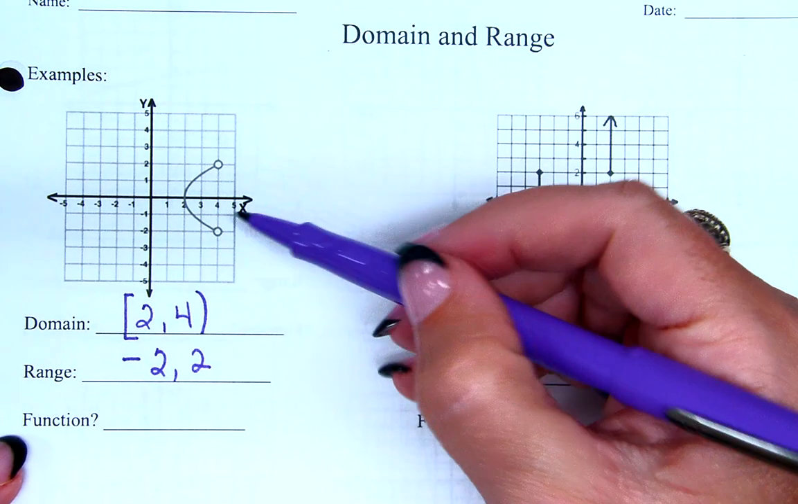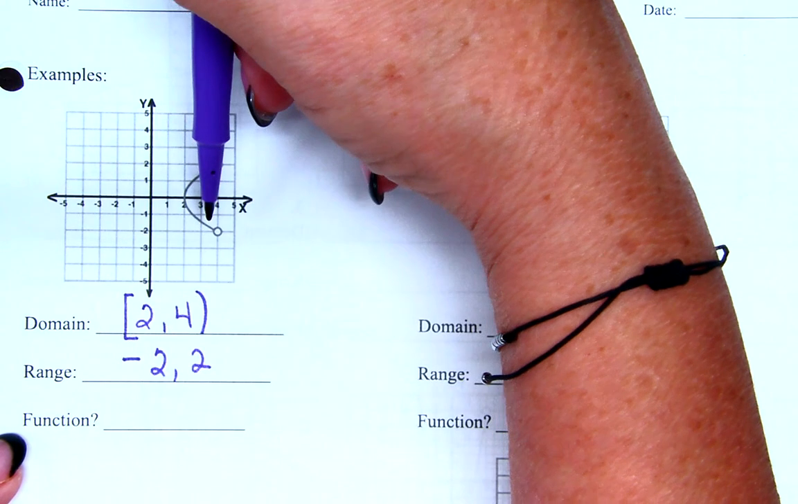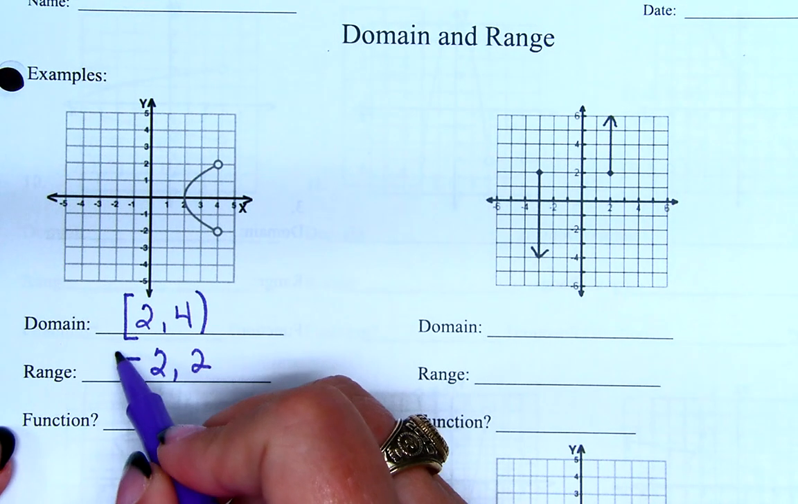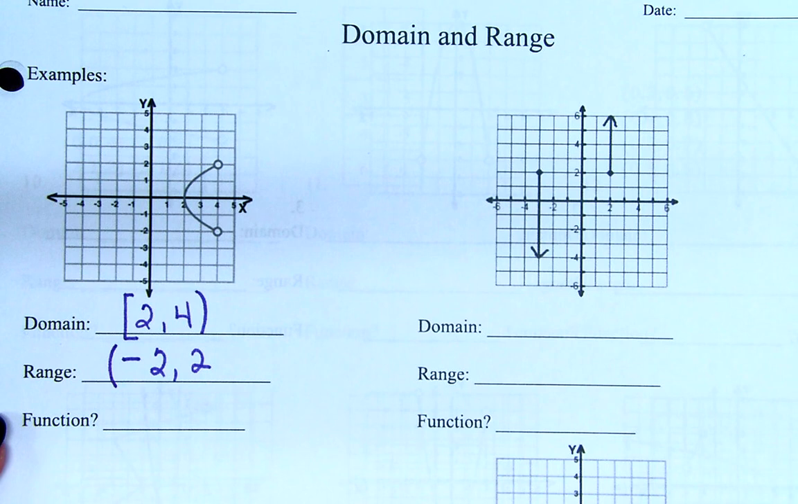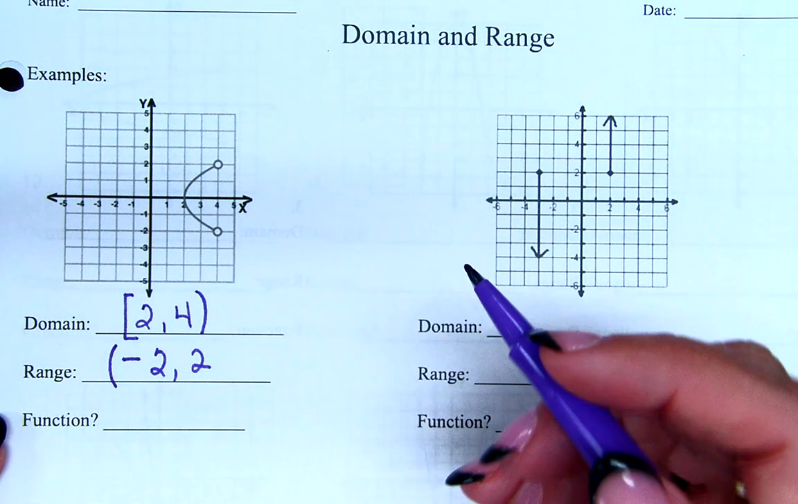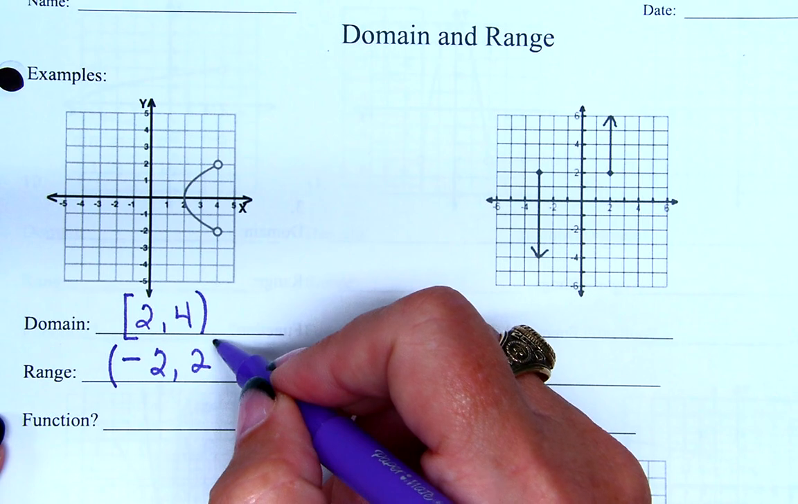Does the graph touch -2? How do you know that? Because there's an open circle. So what goes here on -2? Parenthesis. Does the graph touch +2 in my range? No, and you know that because? Open circle. So what goes here? Parenthesis.